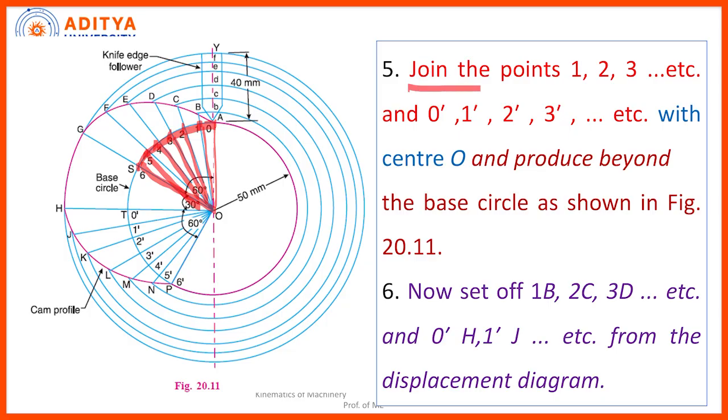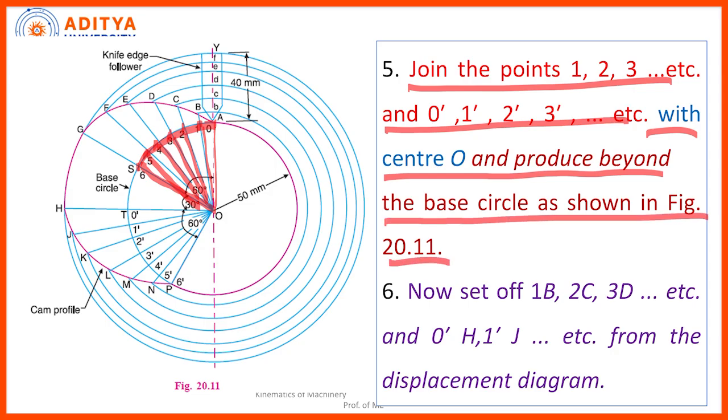So join the points 1, 2, 3, etc. and O dash, 0 dash, 1 dash, 2 dash with center O and produce beyond the base circle. So what is that beyond the base circle? Actually, you see, we need to divide the arcs only in the case of the rise and return. So I am dividing only this part and this part. So here also I am dividing the 60 into 6 equal parts. Now I need to extend this to cross over the base circle. So I am extending, I am crossing over the base circle. Okay. So I am extending like this.